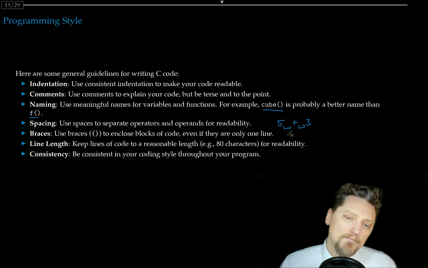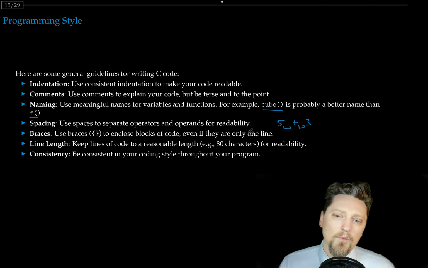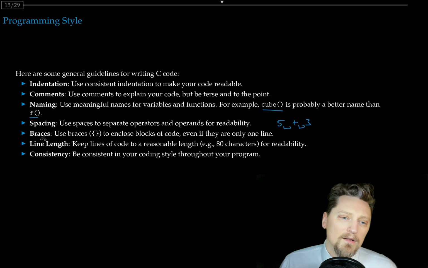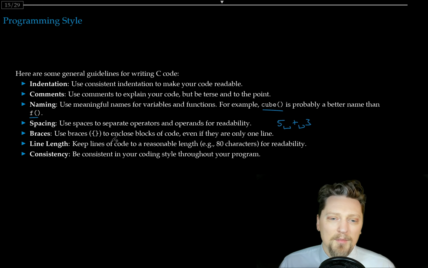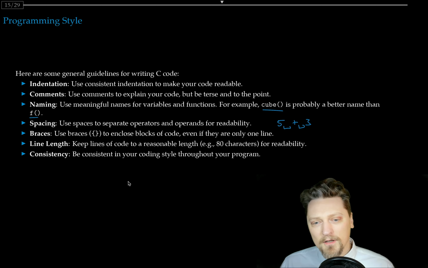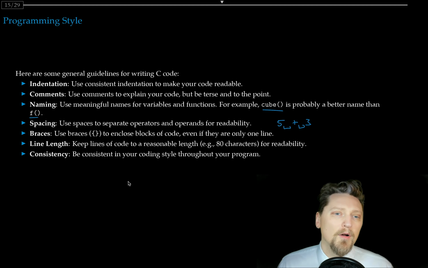Braces. Use braces to enclose blocks of code, even if they are only one line. Line length. Keep lines of code to a reasonable length, for example, 80 characters for readability. Consistency. Be consistent in your code style throughout your program. Okay, these are all helpful style considerations. Structuring a program, another element of style.